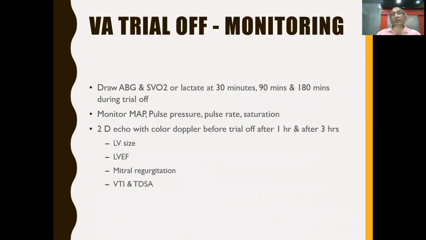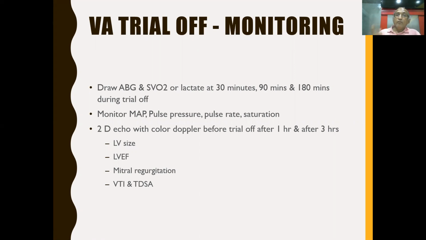So for VA ECMO trial off, monitoring is important. As I told you, you have to take ABG, venous saturation and lactate every 30 minutes, at 1 hour, and at 90 minutes, or 1.5 hours, and at 180 minutes. And you have to do the echo at intervals of 1 hour and 3 hours to see the LV size, ejection fraction, mitral regurgitation, VTI, and TDS.